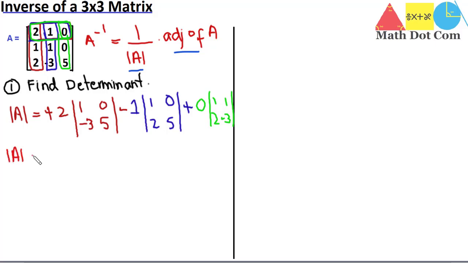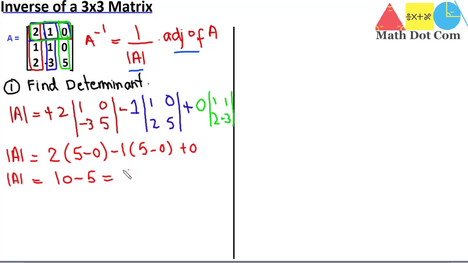So A determinant will be equal to 2, and the determinant of this 2 into 2 matrix will be 5 minus 0, minus 1 into 5 minus 0, plus 0. So A determinant comes out to be 10 minus 5 equals 5. So we have got the A determinant. A determinant is equal to 5. So this is one step we have done with, and what is left is the adjoint of A.